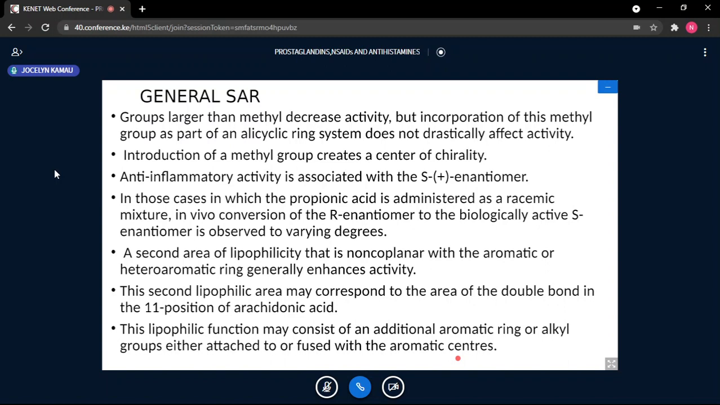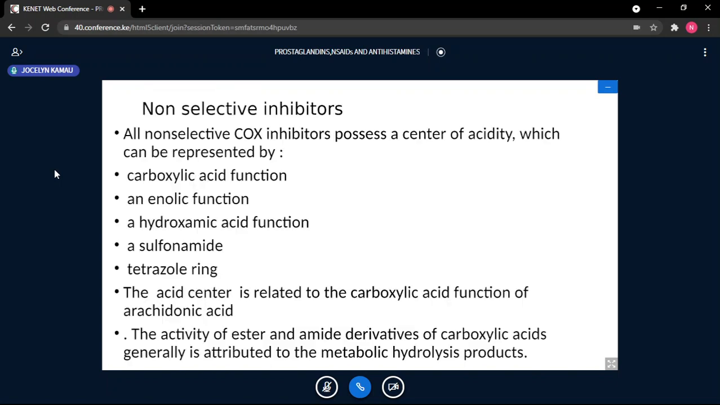So we have 3 alternatives there. It can be an alkyl group, and we have an example of ibuprofen. It can be a second aromatic ring attached through a polar group. We have fenoprofen and even ketoprofen. But it can also be fused. The 2 aromatic areas can be fused with each other with retention of activity. And of course, we have an example of naproxen.